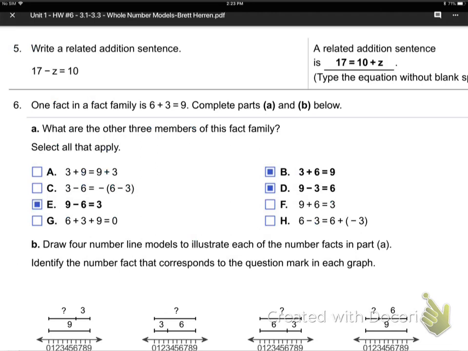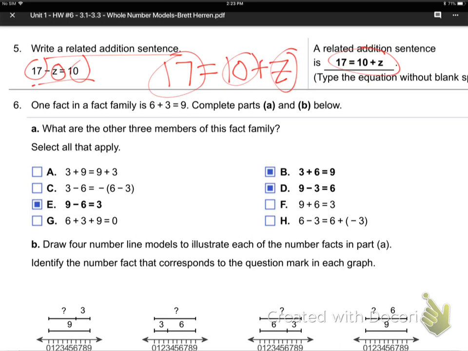So they're going to say, okay, let's connect some things here. They're going to say 17 minus z is 10. Write a related, a connected addition sentence. Well, you can see the answer right over here. 17 equals 10 plus z. That's another way to say the same thing, right? 17 minus what is 10 is the same as saying 10 plus what is 17. Does that make sense? It's a related math sentence. It's an adding fact that's the same as that subtracting fact. Just showing you how they relate.